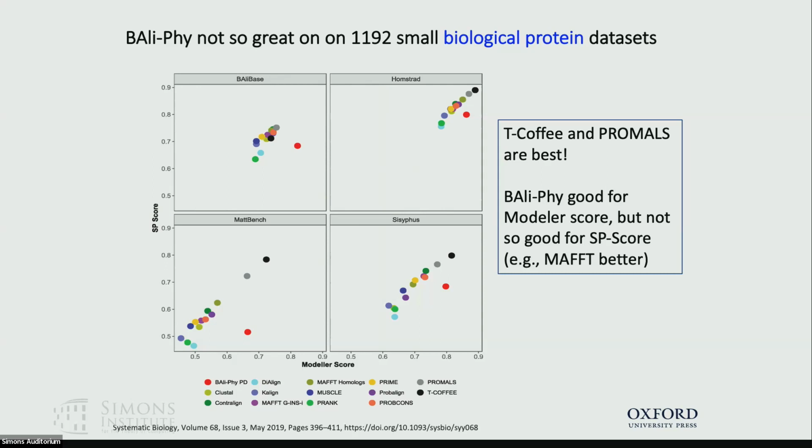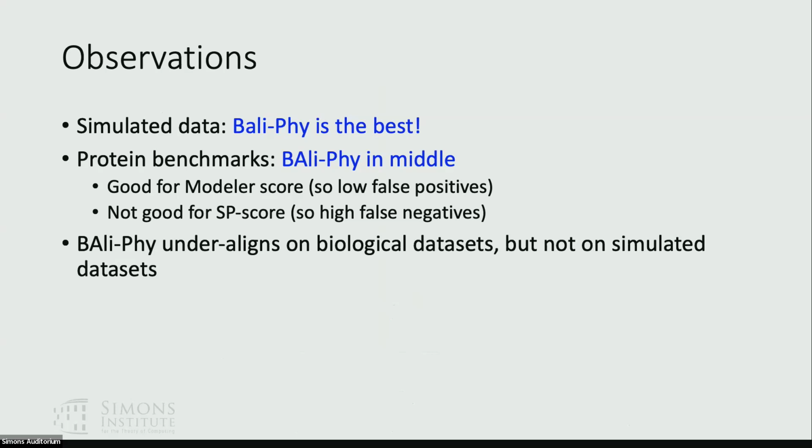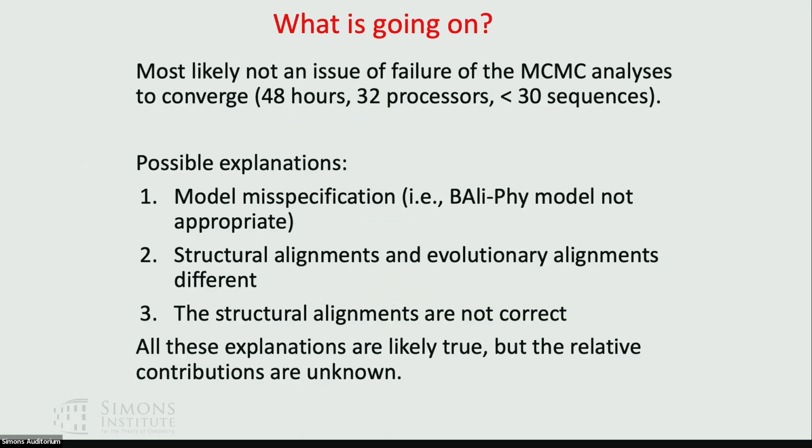So this is where I'm leaving you with a conundrum. I don't know what's going on, and I don't know why we're seeing this. Every time I ask someone what they think is going on, they give me a different answer. But there are three possible explanations. Model misspecification, i.e. the BAli-Phy model is just not biologically realistic for proteins. Another is that structural alignments, which is what the benchmarks are, are very different from evolution. I don't think they're so different that it would explain everything. And the other is that the structural benchmark alignments are simply not correct, even as structural alignments. That's possible, but it depends on who you ask; they have a different answer.